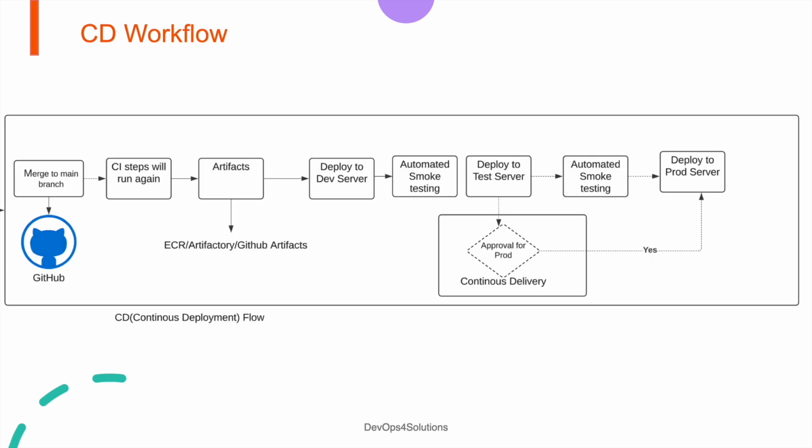Now let's talk about the CD workflow. When the CD workflow starts, here you can see merge to main branch. We have seen all the CI process. When everything has passed successfully and it's approved, you just merge it to the main branch. When you merge to main, it means you push some code to the actual main branch. CI steps will run again to ensure everything is working as expected. And then it generates the artifacts.